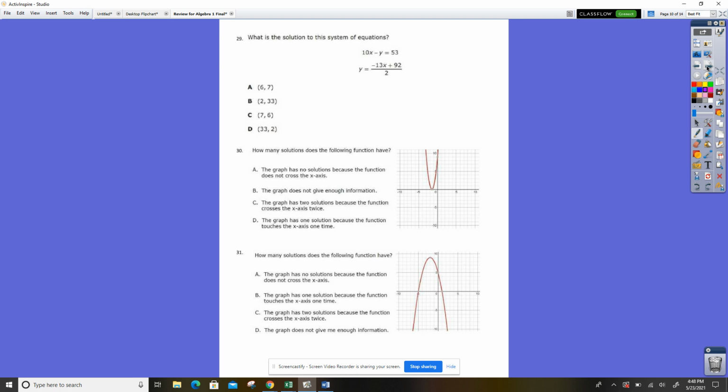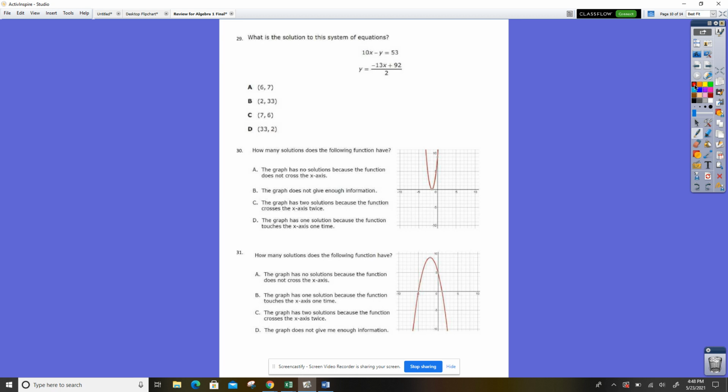Number 29 says, what is the solution to this system of equations? 10x minus y is equal to 53, and y equals -13x plus 92 over 2. Now, we've talked about there are 3 ways to solve. We've done substitution, we've done elimination, but we haven't done anything with graphing.